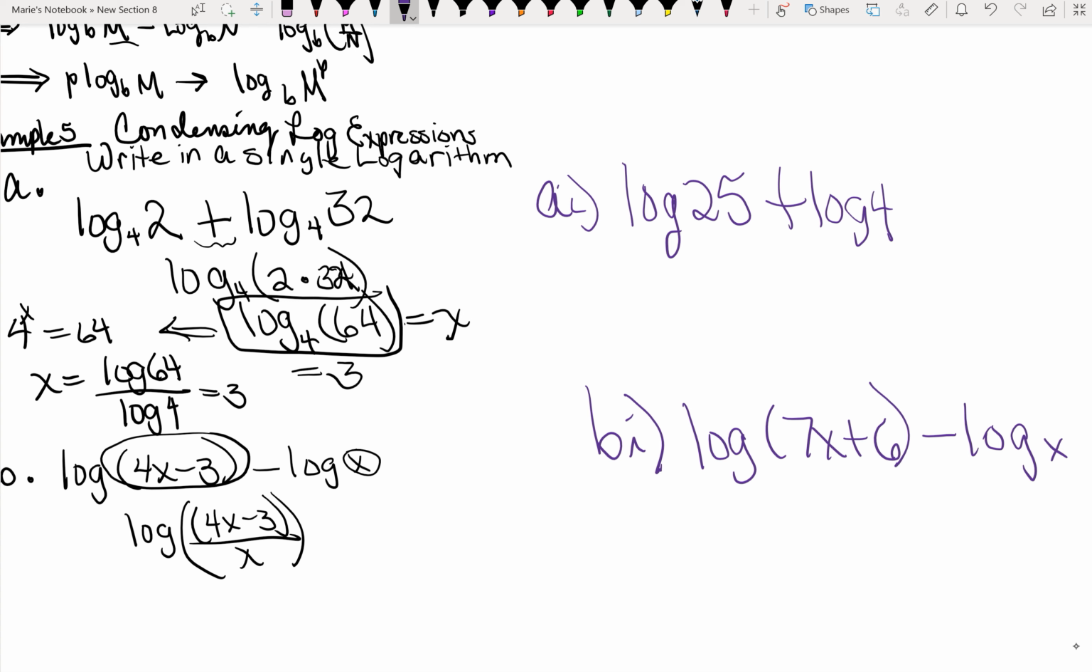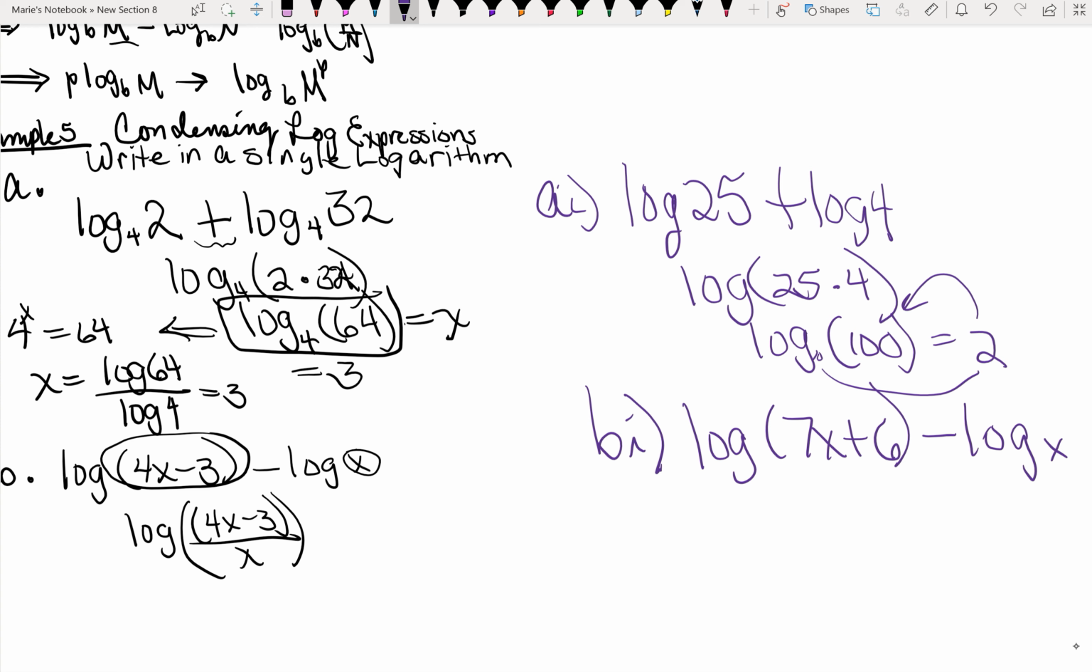All right, so you notice in this one, you're going to get log of 25 times 4, which is basically log of 100, right? And remember what I said, there is a little sneaky little 10 hiding in here. So 10 to what power is 100? Well, 2. 10 to the 2 is 100. So you remember that backward C I told you to remember. Here we have the quotient rule. So we have log 7x plus 6, all of it over x. And that's all you have to do for that.